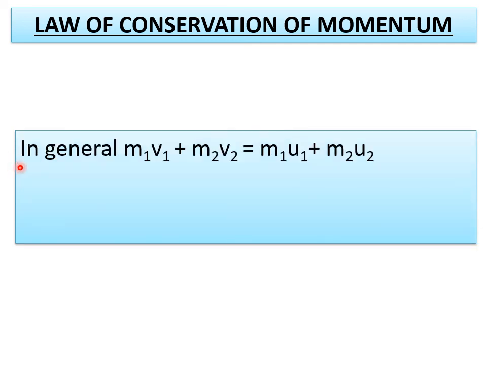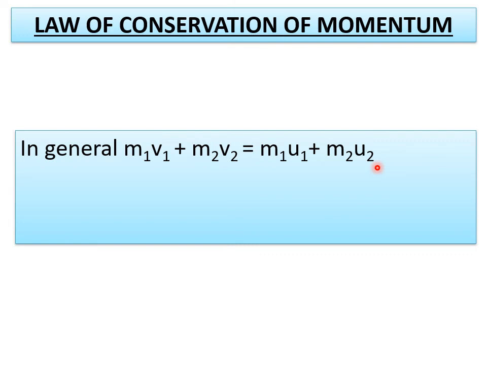In general, when you do numericals, in place of A and B you can take the first body as 1 and the second body as 2 as symbols, so that I can modify the equation as m1v1 plus m2v2 is equal to m1u1 plus m2u2. Here v1 is the final velocity of the first body, v2 is the final velocity of the second body, m1 is the mass of the first body, m2 is the mass of the second body, u1 is the initial velocity of the first body before collision, and u2 is the initial velocity of the second body before collision. In numericals, we have to use this formula.